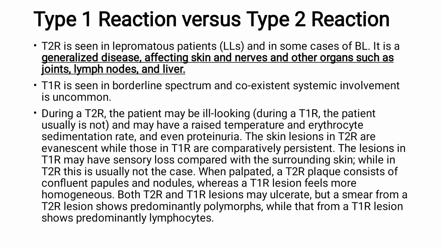When palpated, a type 2 reaction plaque consists of confluent papules and nodules, whereas a type 1 lesion feels more homogeneous. Both type 2 and type 1 reaction lesions may ulcerate, but the smear from a type 2 lesion shows predominantly polymorphs, while that from a type 1 reaction lesion shows predominantly lymphocytes.